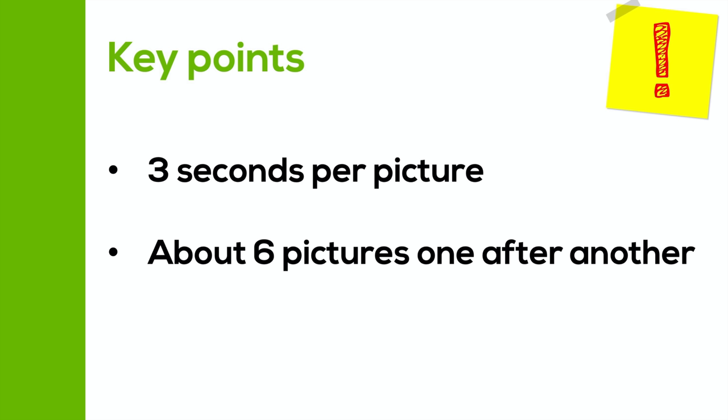The next key point is that you will get around 6 pictures one after another. This is quite different than the practice test. So that point is really important because on the practice test, you only have to identify one image and then you move on to another question type. However, in the real test, you have around 6 images one after another. And because you only have 3 seconds per image, it means that these images come at you really, really quickly. And this can cause you a lot of stress and put you under a lot of pressure. So it's really important that you know that you will have around 6 images to identify one after another, not just one like on the practice test.